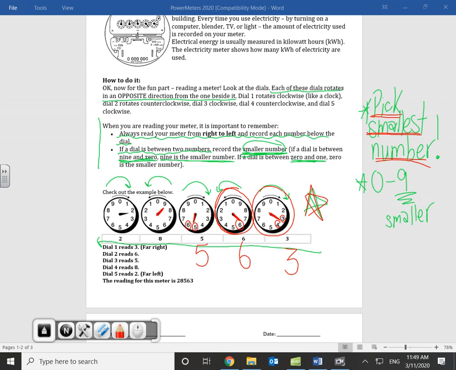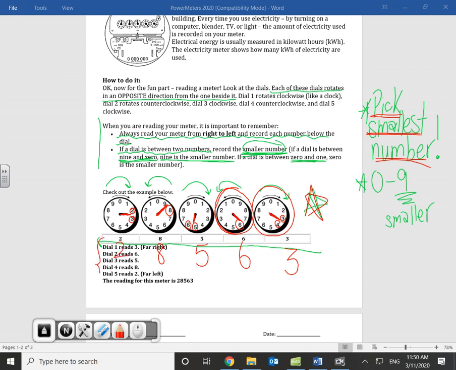Then moving on to the next one, we're between 9 and 8. It's almost right on the 9, but still between, so we're still picking the smaller number, which is 8. And the last one, we're reading the needle here, and it's between 2 and 3. And the smaller number of those is 2.